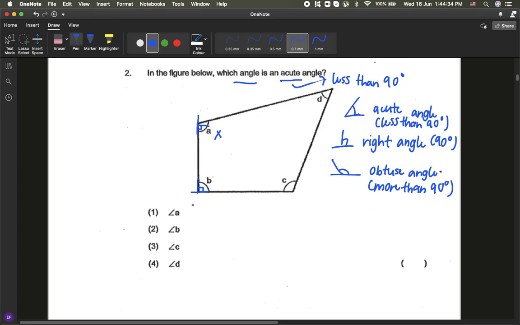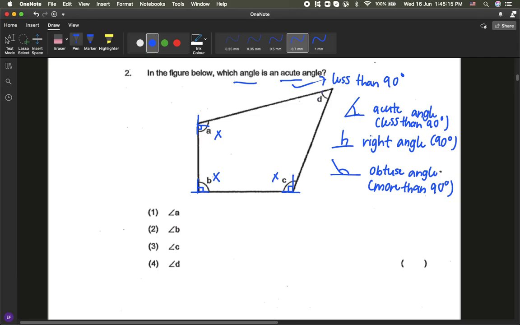But does that answer the question? No. Since B is a right angle, this means that its angle is equal to 90 degrees. So it can't be an acute angle, which is less than 90 degrees. What about angle C? Let's see. Let me draw another right angle over here. If you can see, angle C also exceeds the right angle over here. So it's slightly more than 90 degrees. So this means that it's also an obtuse angle, like angle A. So this option is wrong.